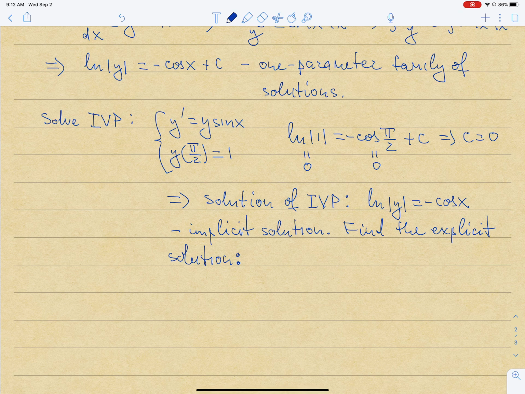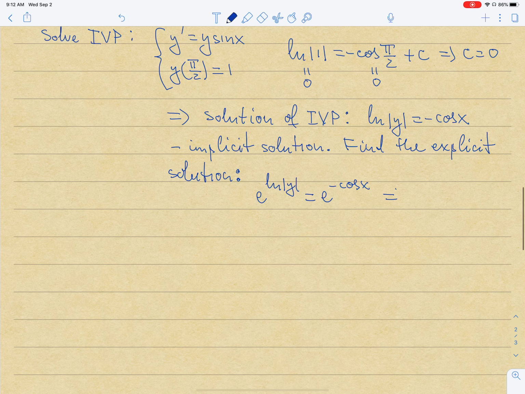So if natural log of something is equal to minus cosine of x, then we can exponentiate both sides. And we have e to the ln of y is equal to e to the minus cosine of x. Then exponential and log are inverse functions of one another. So this will give me absolute value of y equal to e to the minus cosine of x. And I'm still not done because I have not found y, right? I found absolute value of y.